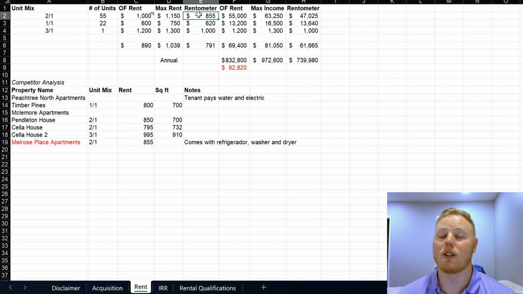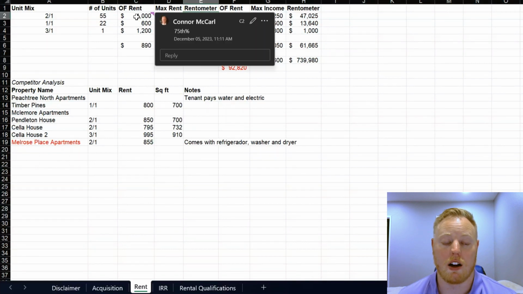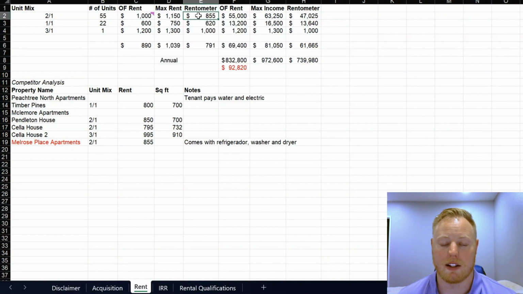Using rentometer.com, which is a very effective tool for figuring out average rents because they collect rents from a bunch of different places and people submit rents, you can see that the average rent by Rentometer is $855 per month, and not the $1,000 given by the offering memorandum. So the broker is overestimating rents by significant amounts. This is the total rent per year.